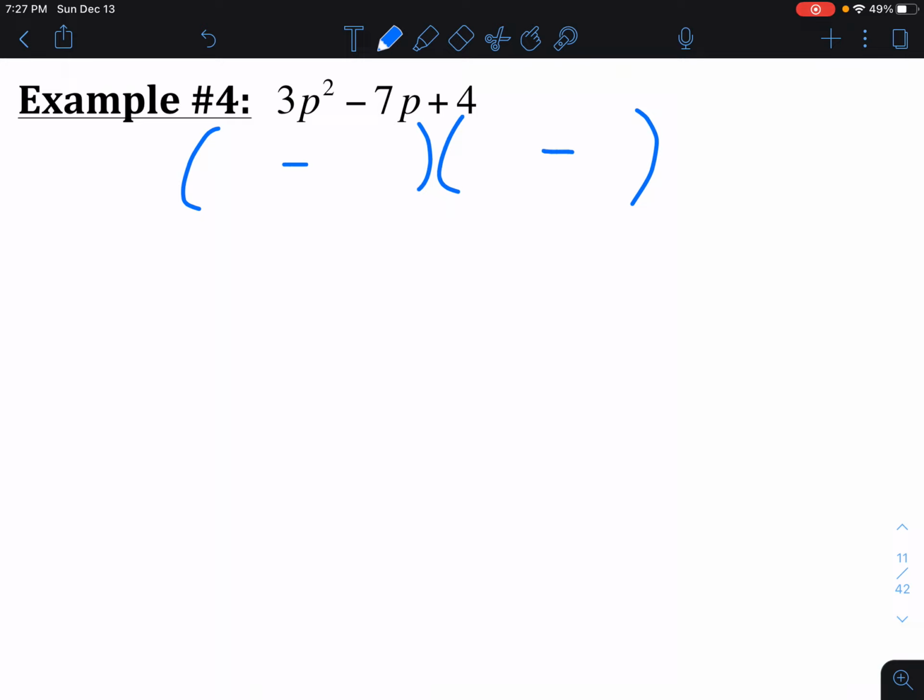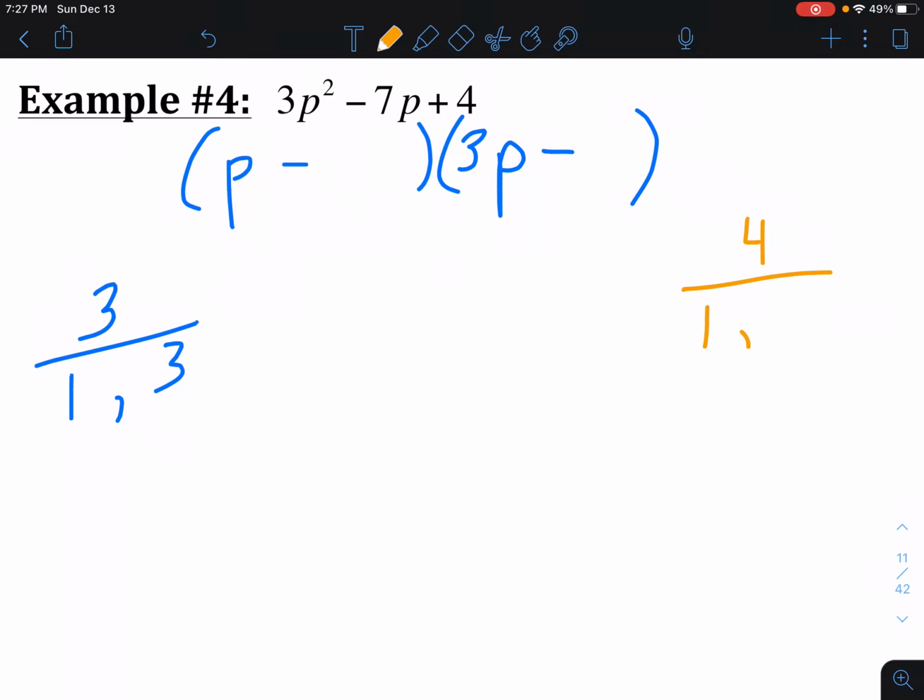All right, so look at the a term. The a term is 3p squared, so obviously your factors of 3, you only have 1 and 3, so we'll go 1p and 3p. It's always nice when they give us prime numbers. So now, look at the c term. We got a 4. So 4 can either be 1 and 4, or 4 and 1, or it can be 2 then 2. So it doesn't matter which one you try first. I'll just go with, let's try 1 then 4. Maybe I'll get lucky.